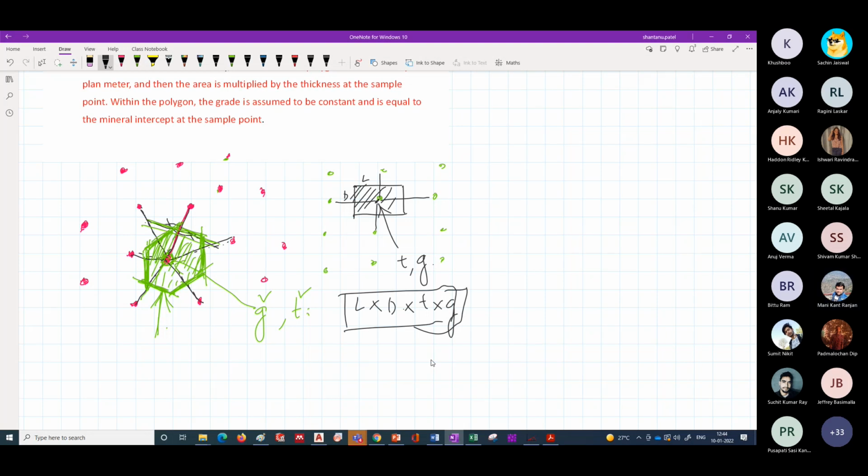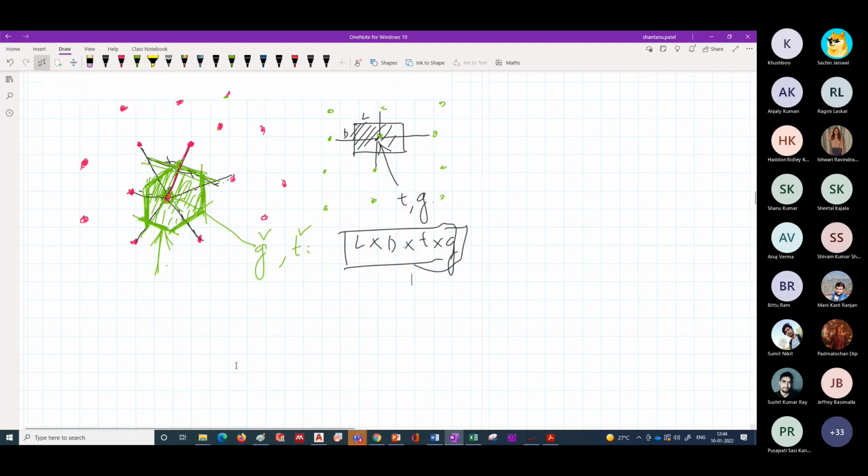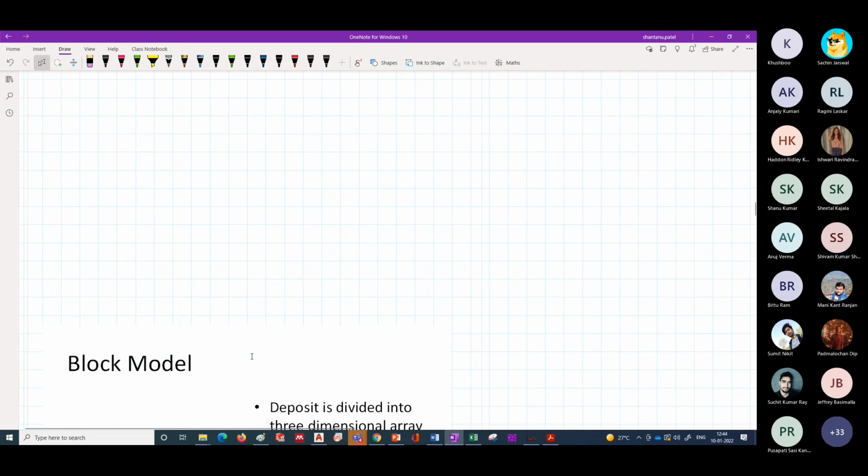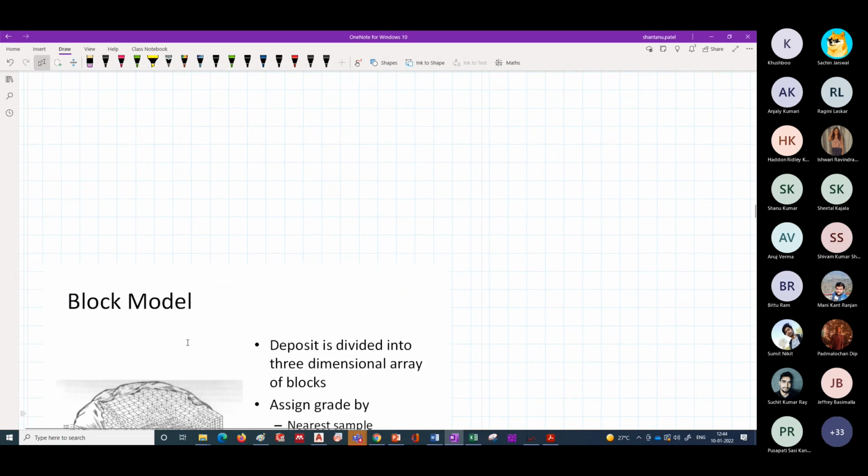Yes, sir. Okay, so this is another method, right? And this is the last one we will talk about today. It's something called the block model. So about this block model.